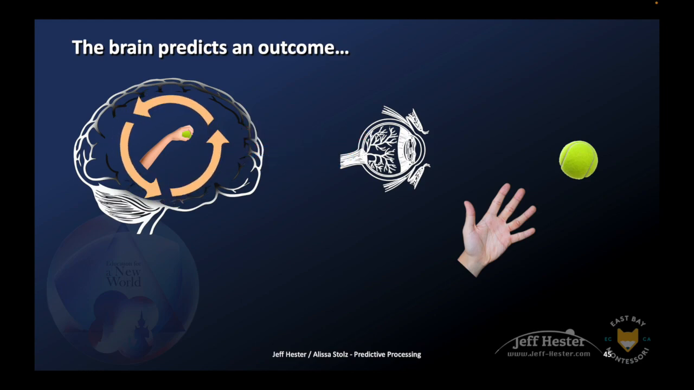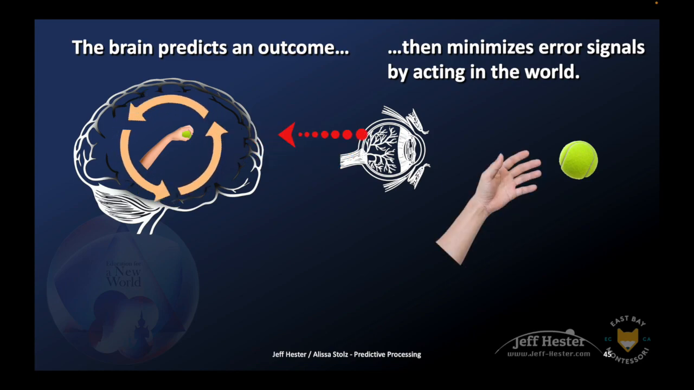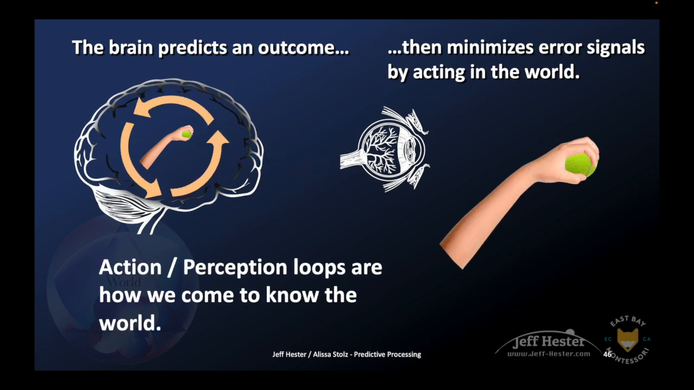Here, we've got our brain predicting an outcome. That outcome is that you have grasped the tennis ball. But in the world, that hasn't happened, which means that there are error signals coming back. The information from the world doesn't match your expectations, your predictions. And so what your brain does is minimize the error signals, this time not by changing the model, but by changing the world. It minimizes the error signals until finally the error signals go away and you're holding onto the ball.